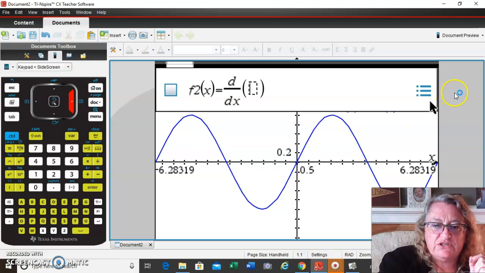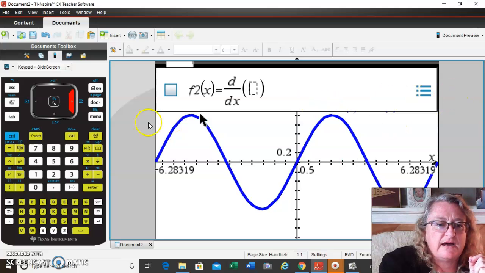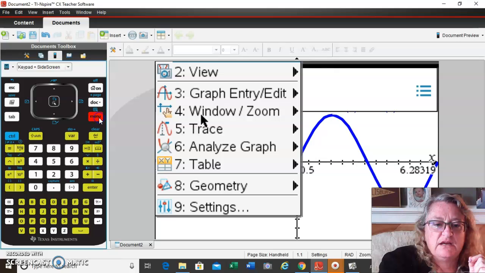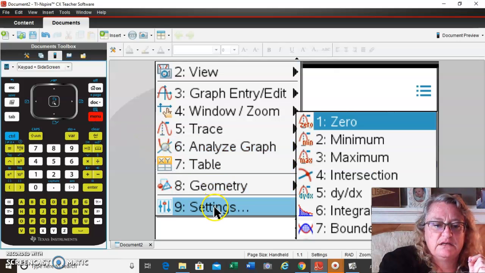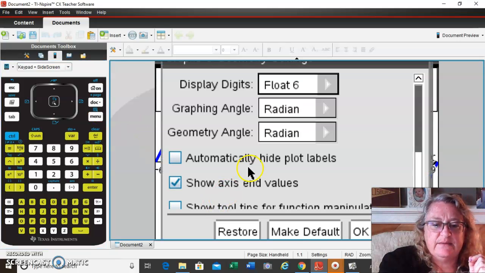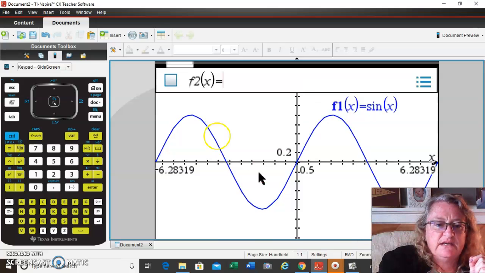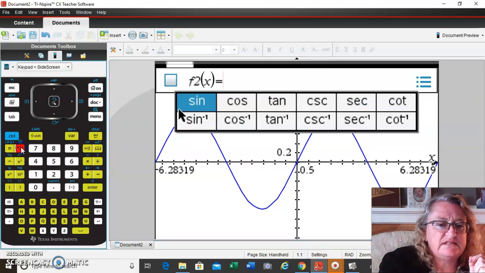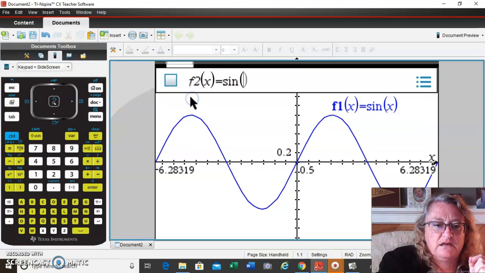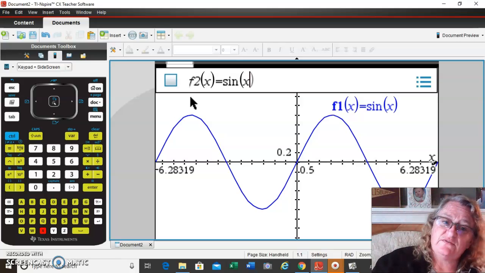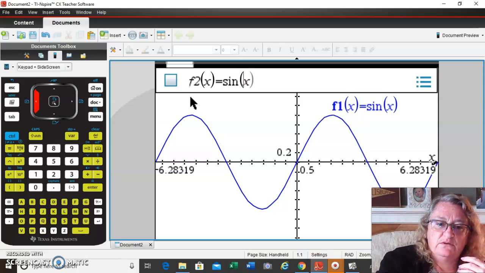And you know what I forgot to check? I forgot to check if I was still in radians. So let me make sure I'm in radians. I am. Great. All right. So then I want to do the derivative of the sine of x. And it's that simple to get a derivative graph. I didn't even have to come up with the equation for the derivative. Well, it was going to be that simple.